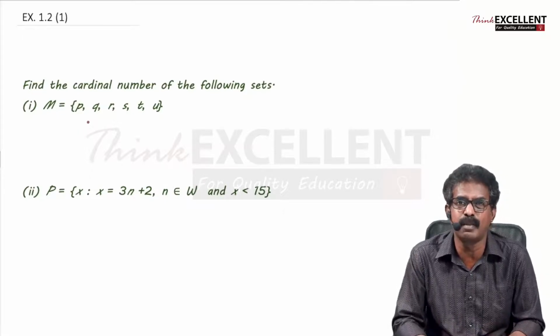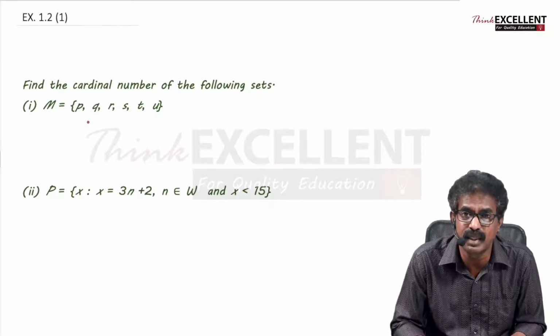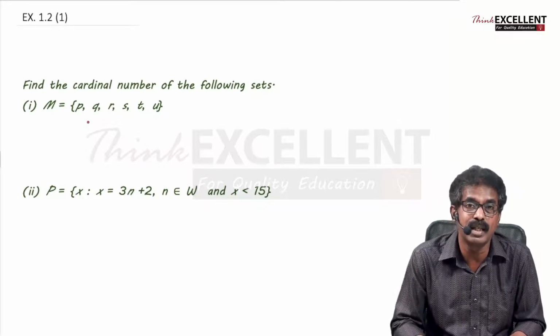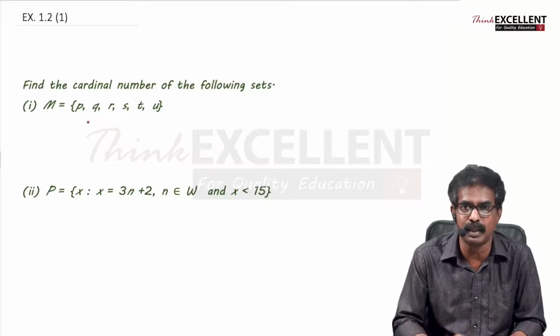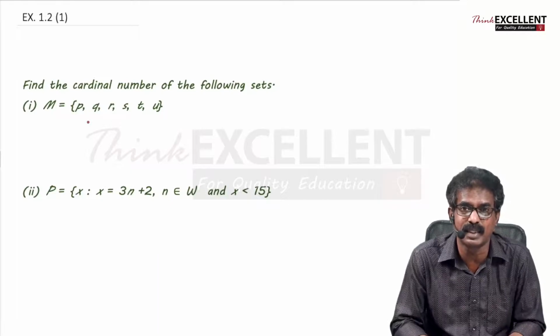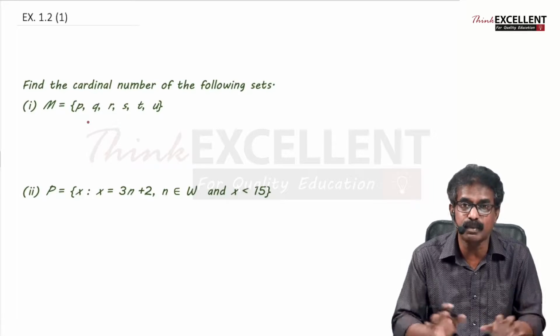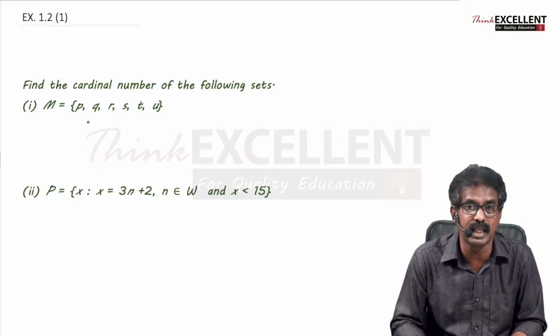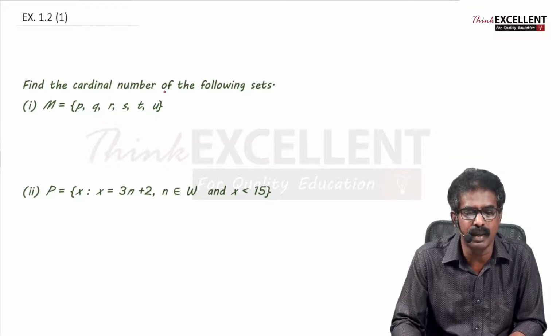Cardinal number. What is cardinal number? Number of elements. Okay, what is the cardinal number of the empty set? 0. Cardinal number of a singleton set? 1. So cardinal number means number of elements. For two sets, if the cardinal numbers are equal, what type of sets are they? Equivalent sets. Cardinal number equal means the number of elements are the same. Then we say the sets are what? Equivalent sets.